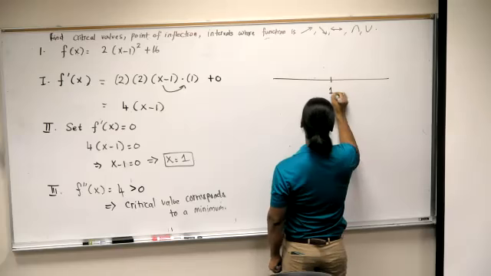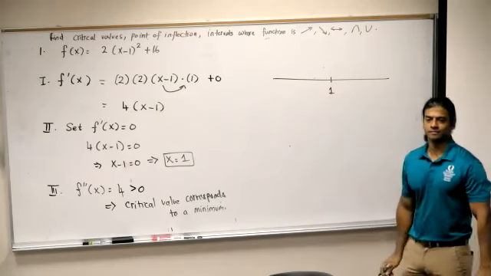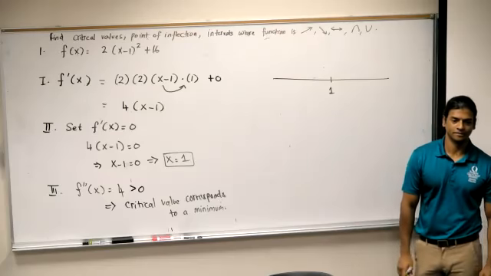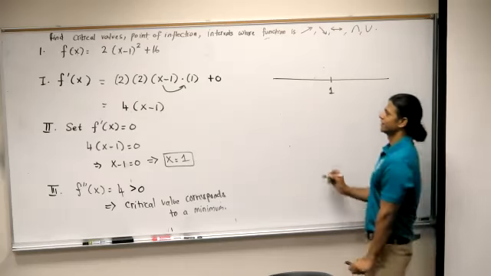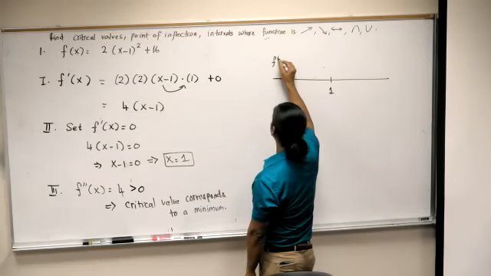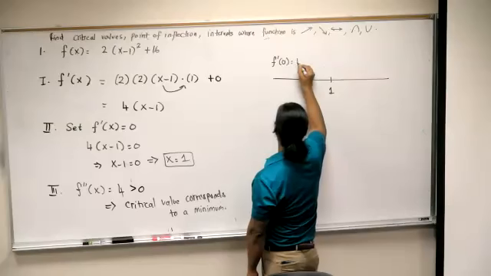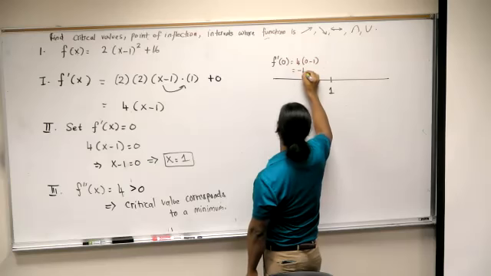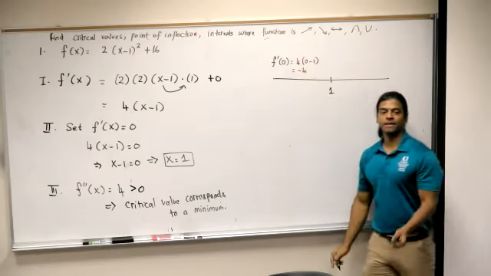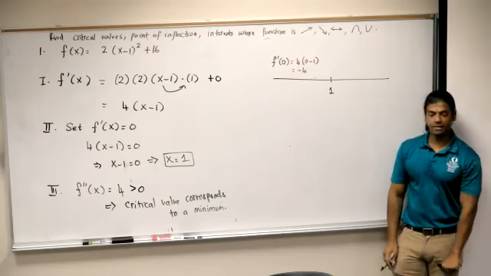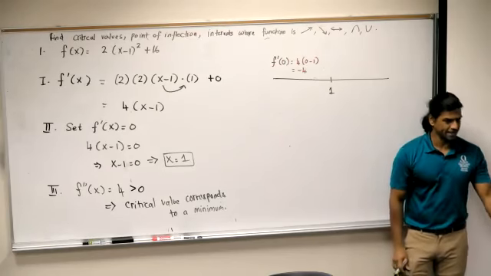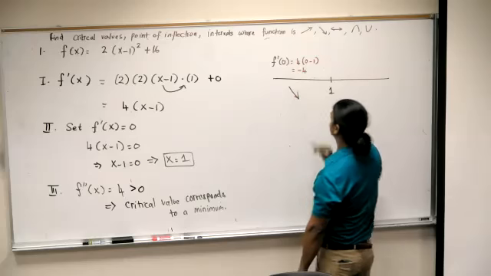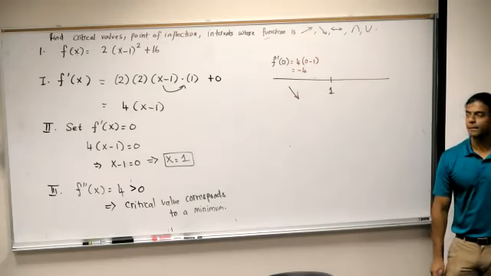So, first derivative test. Critical value is 1. Pick an easy number less than 1. 0. So f prime of 0 would be 4 times (0 minus 1), negative 4. Is that less than 0? In other words, negative? Yes. So decreasing.